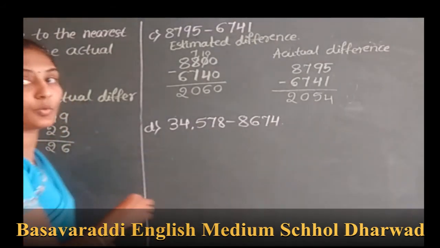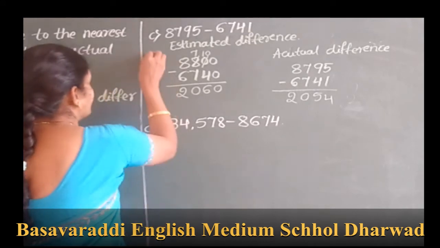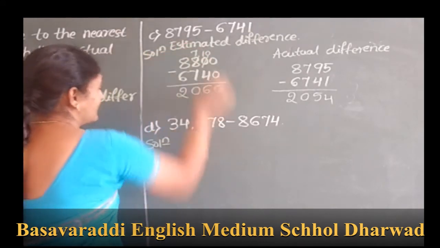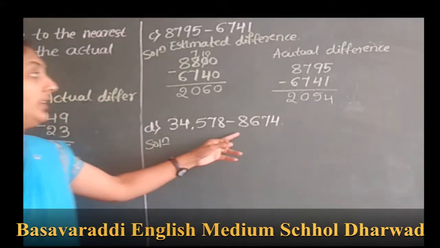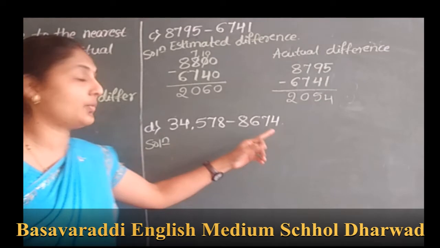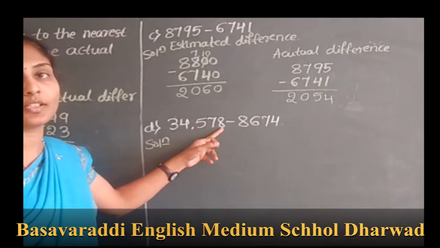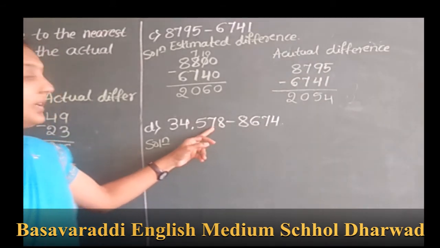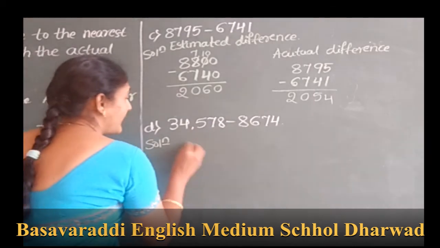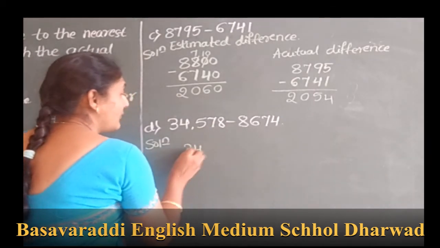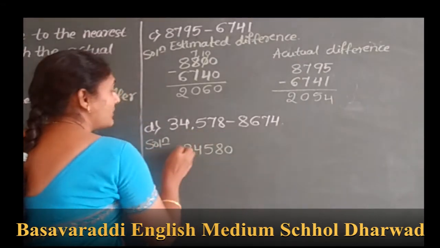Now D, one more problem. 34,578 minus 8,674. In the tens place there is 7, and the digit beside it, 8, is more than 5. So the number is rounded up. It means the 7 becomes 8. The 34,578 becomes 34,580. This is the estimated difference.